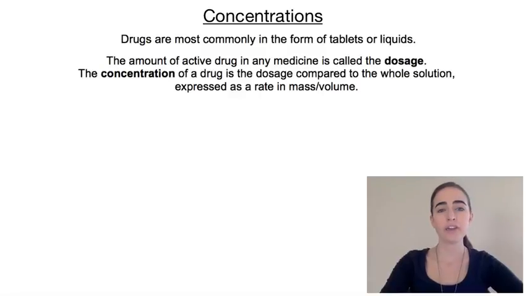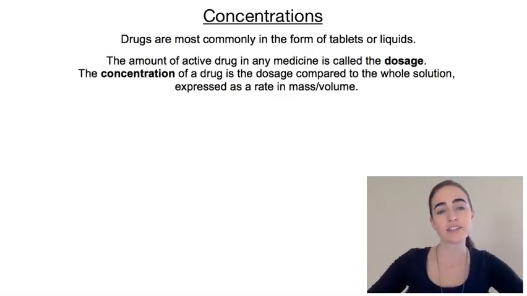In this video, I want to have a look at the concentrations of medicine. Drugs are most commonly in the form of either tablets or liquids. The amount of active drug in a medicine is called the dosage. And then the concentration, which is what we're looking at today, the concentration of a drug is the amount of active drug, the dosage, compared to the whole solution.